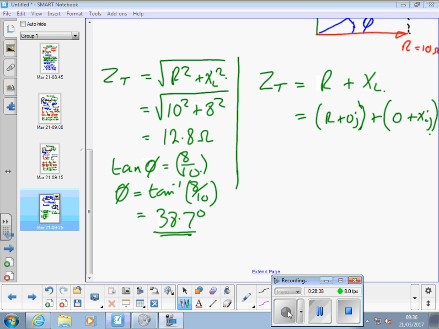Right now? Yeah. How do I add these two numbers together? Adding rectangular numbers? No. Addition of what?